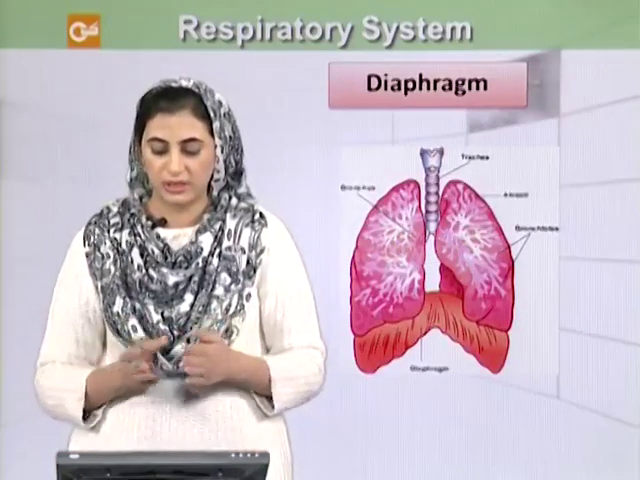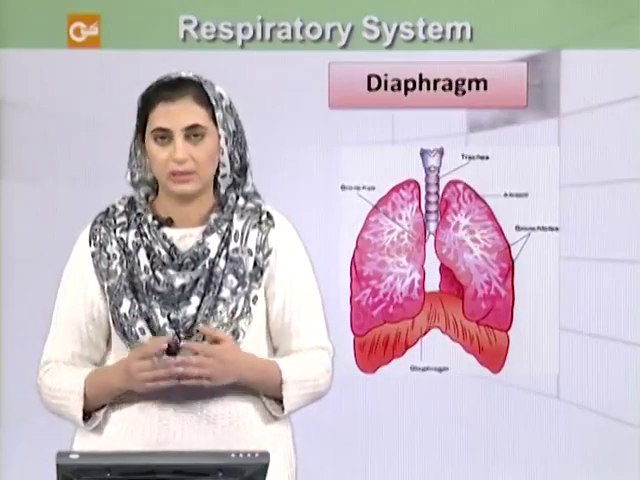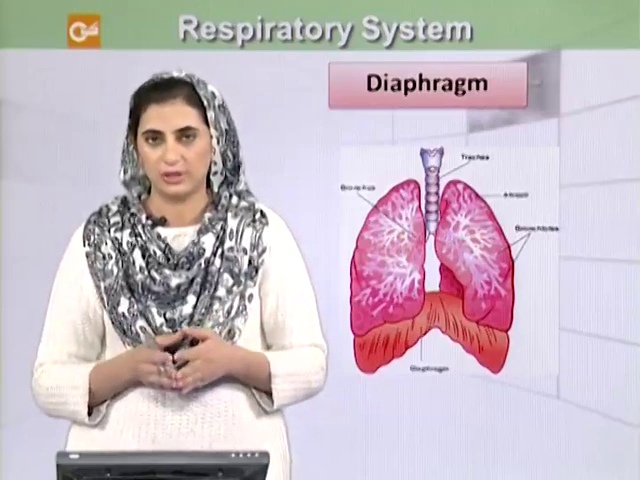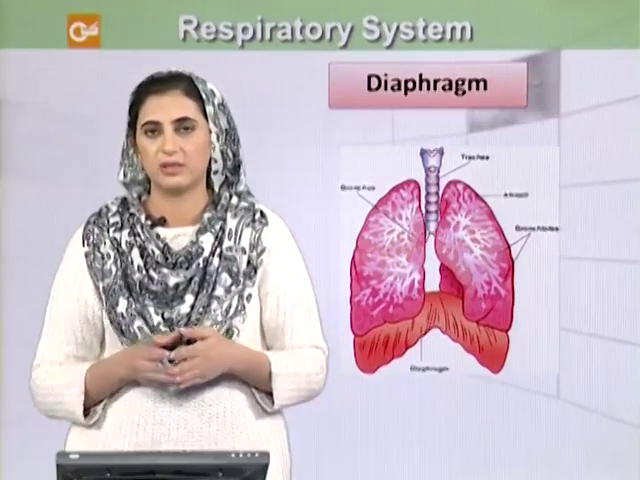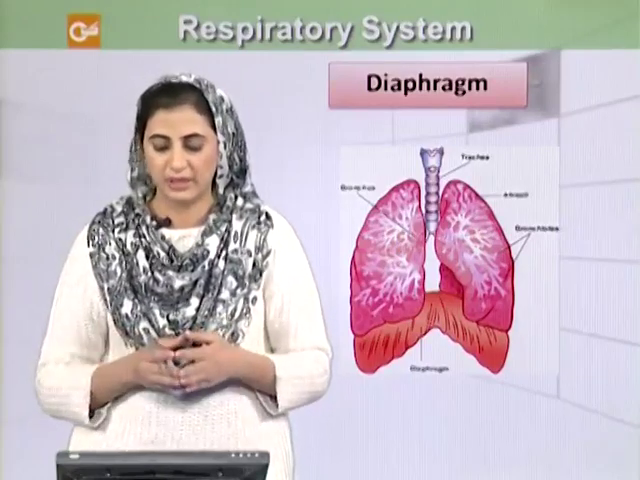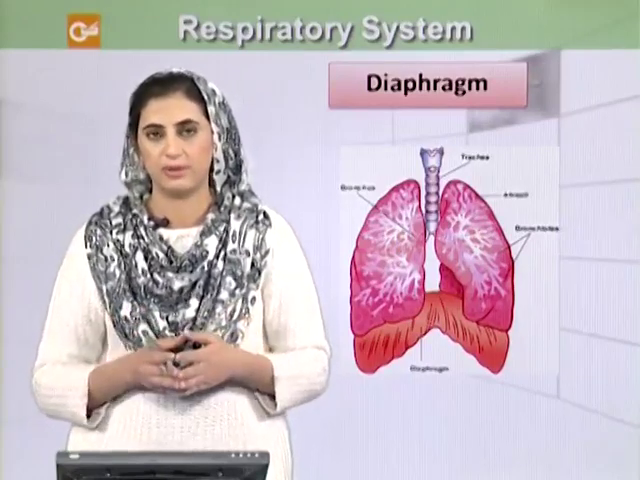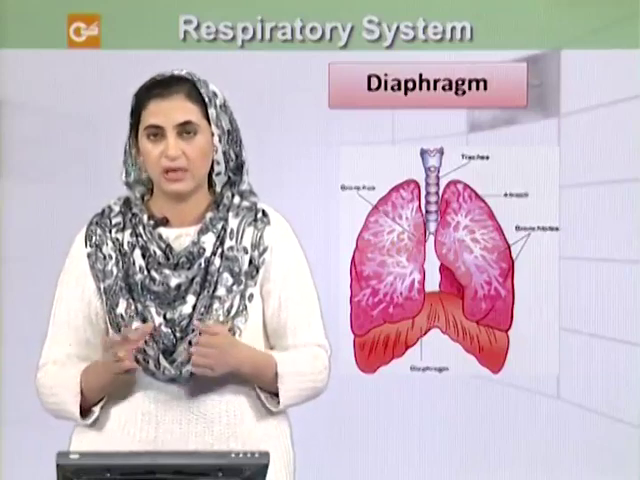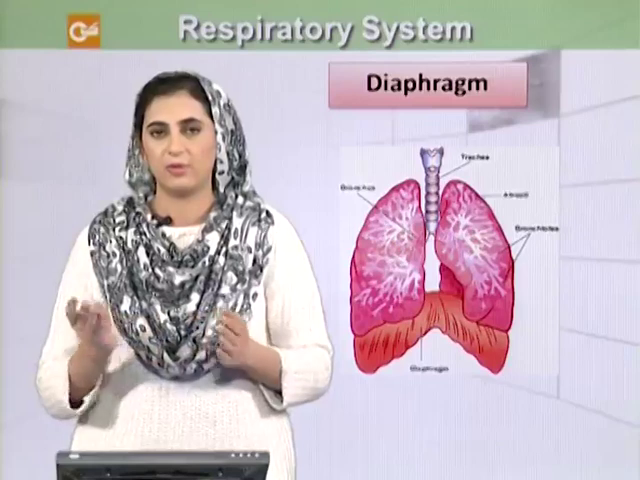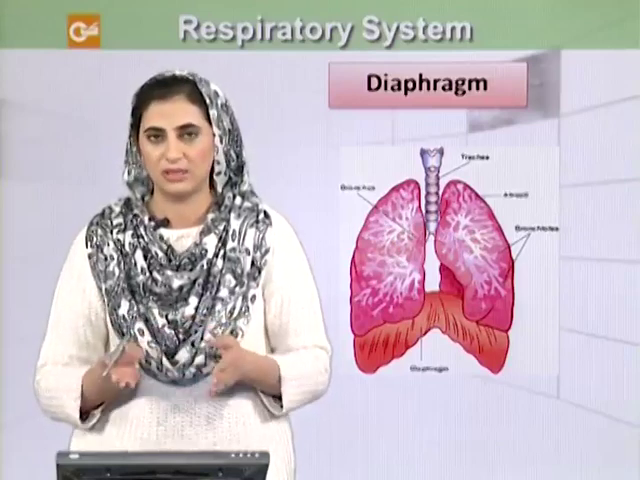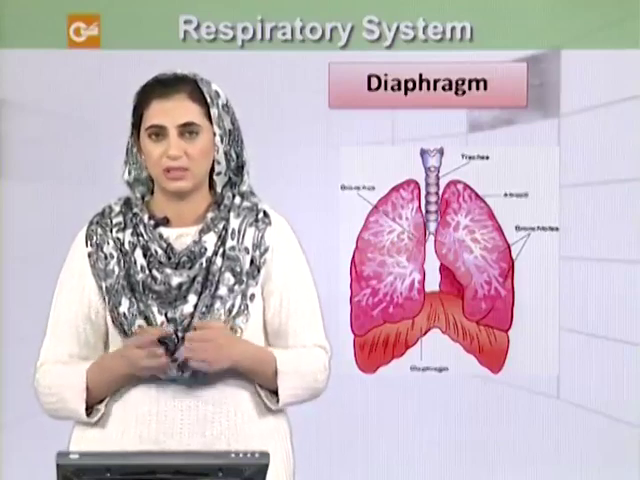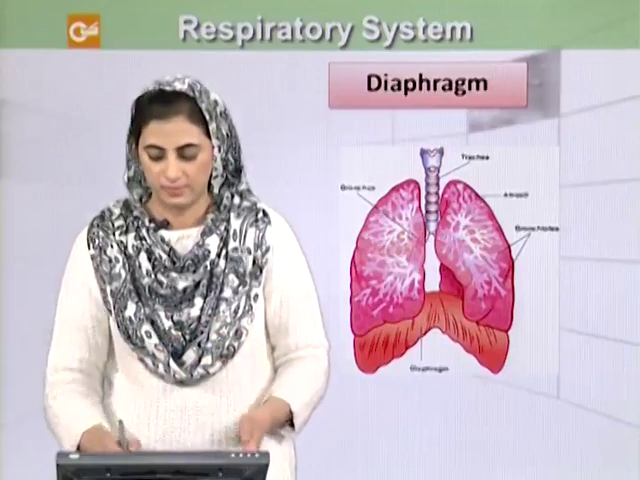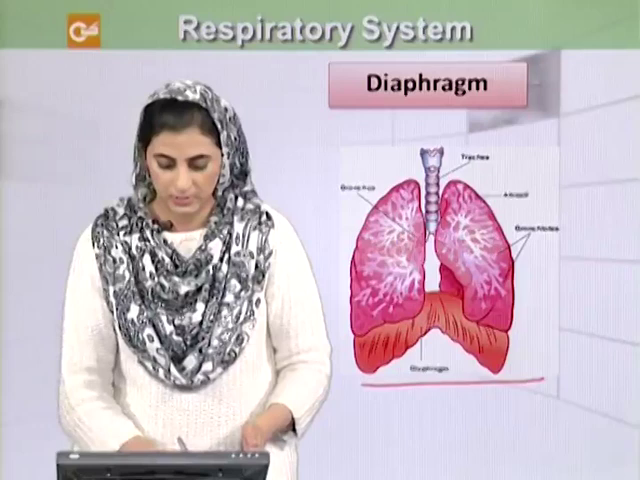So now you can see that there is a floor of this whole structure, which is known as the diaphragm. The lungs are contained within the chest cavity, which consists of ribs and muscles on the side, and a floor, which also consists of muscles. These muscles are skeletal muscles, and this floor is called the diaphragm. This is the diaphragm.